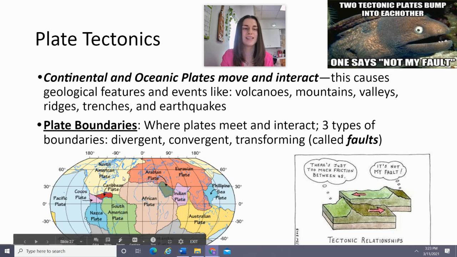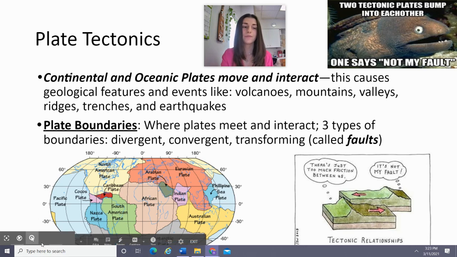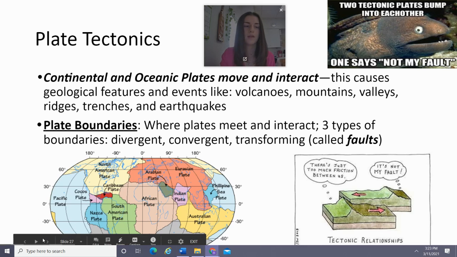It's very funny. And as you can see, throughout the world, there are many different plates. So we have the African plate, the Australian plate, the Eurasian plate, the Indian plate. There's just so many all around the world. And these plates interact and meet and create different kinds of plate boundaries. So let's investigate a little bit further.